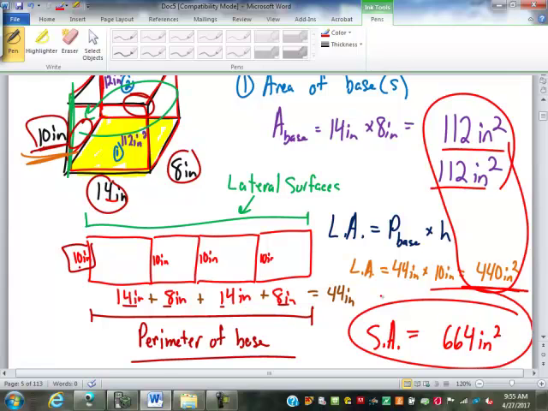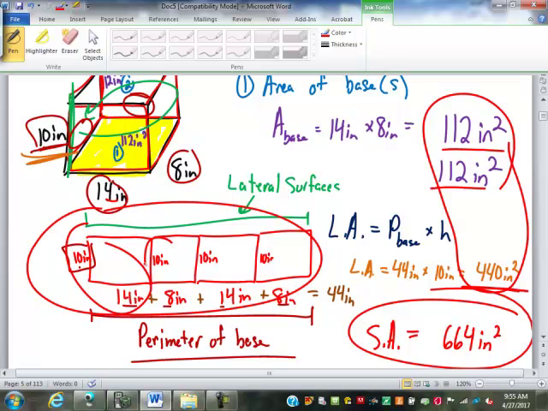Why did I go through such painstaking effort to define this lateral area when I could have just said, hey, here's a rectangle that's 10 by 14, a 10 by 8, a 10 by 14, a 10 by 8, and just added up all the rectangles? Because not every shape has nice, pretty little rectangles for sides.